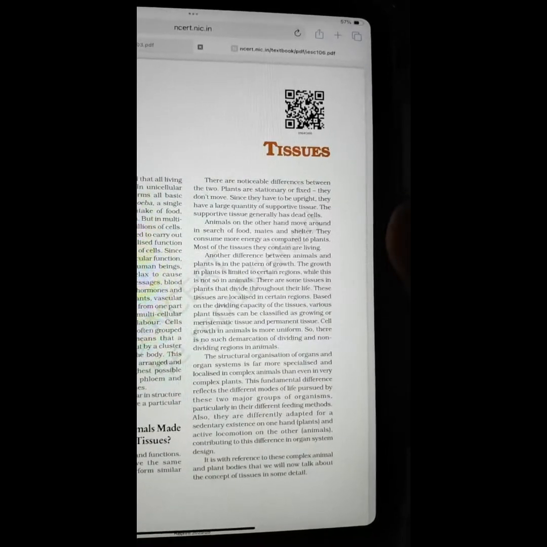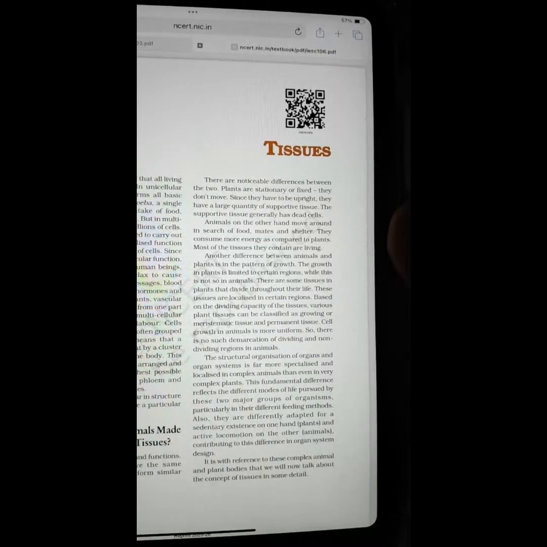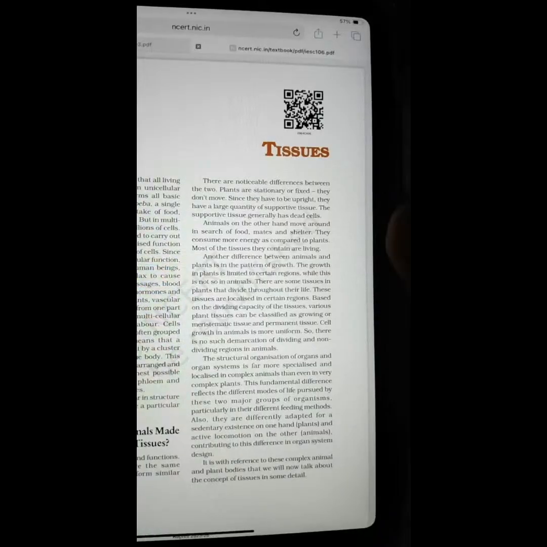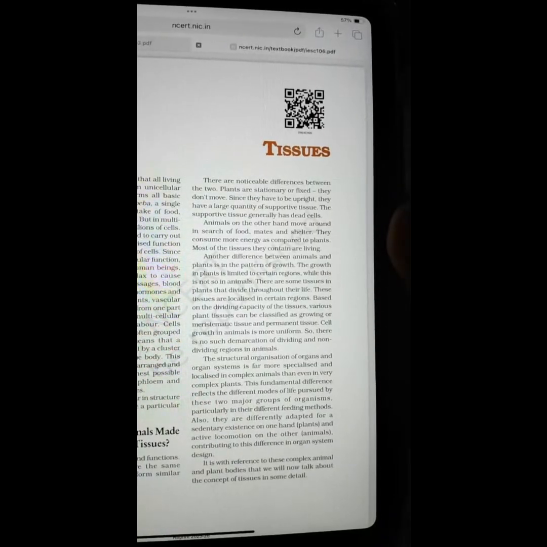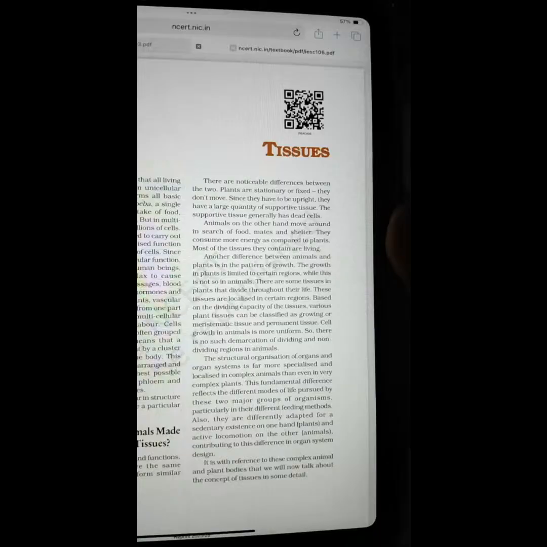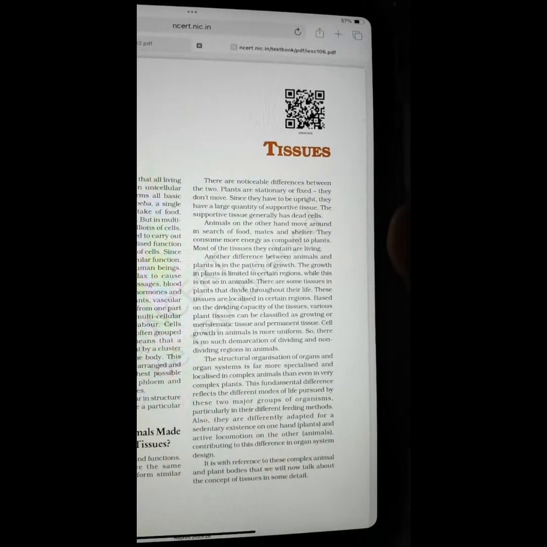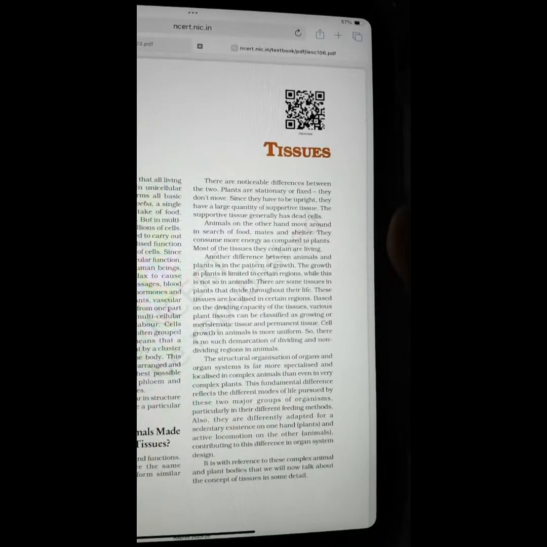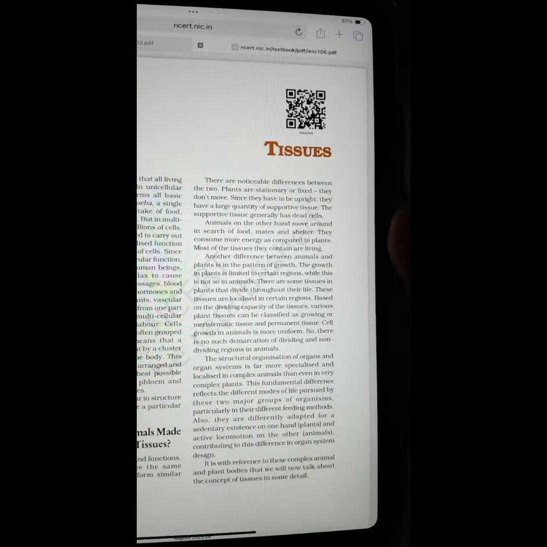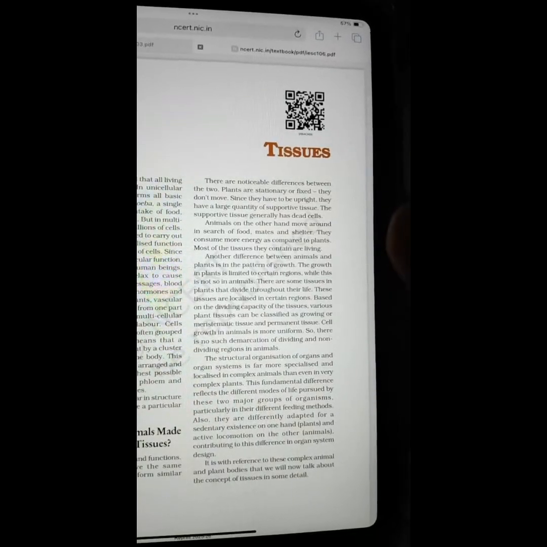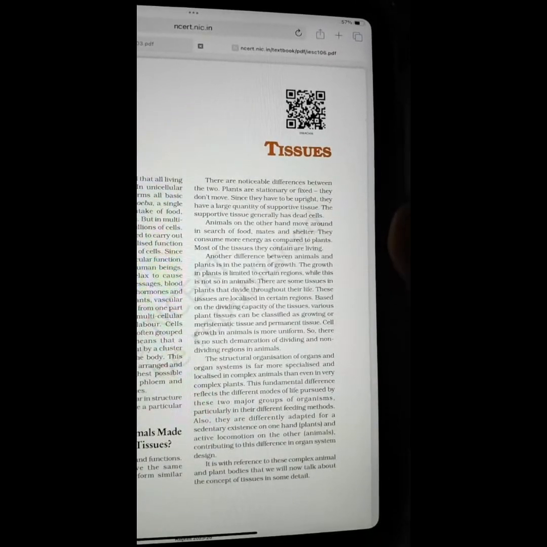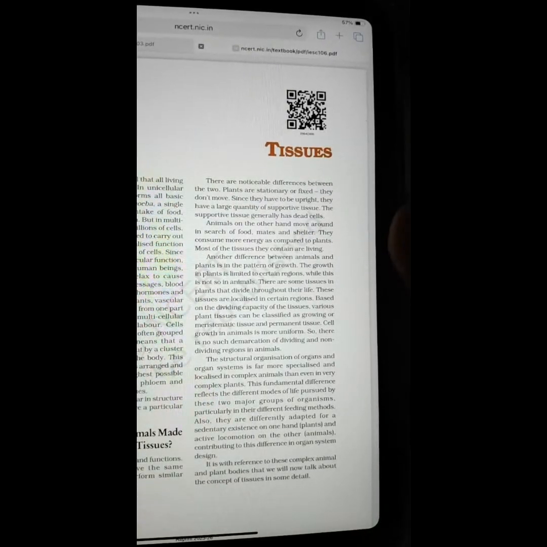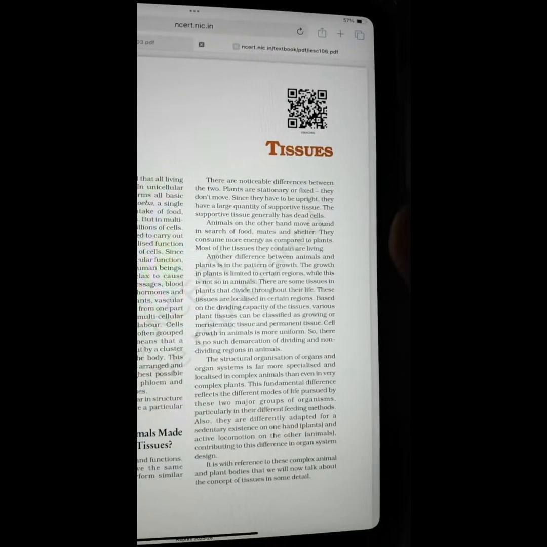Another difference between animals and plants is in the pattern of growth. The growth in plants is limited to certain regions, while this is not so in animals. There are some tissues in plants that divide throughout their life. These tissues are localized in certain regions. Based on the dividing capacity of the tissues, various plant tissues can be classified as growing or meristematic tissue and permanent tissue. Cell growth in animals is more uniform, so there is no demarcation of living and non-living regions in animals.